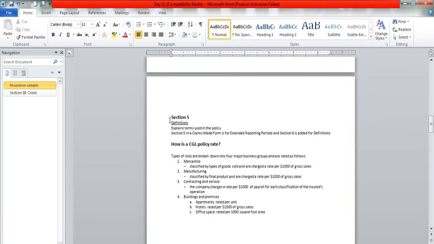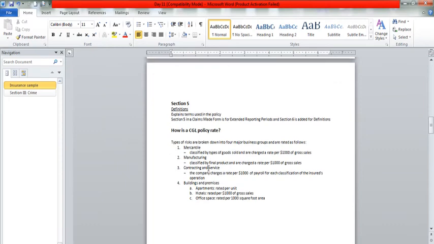Let me see what else I can share. I'm going to try to go over the main points where they might ask you test questions, so bear with me. How is a CGL policy rated? Types of risk are broken down into 4 major groups, rated as follows: mercantile, manufacturing, contracting and service, and building and premises. These are the 4 parts of the policy rate.